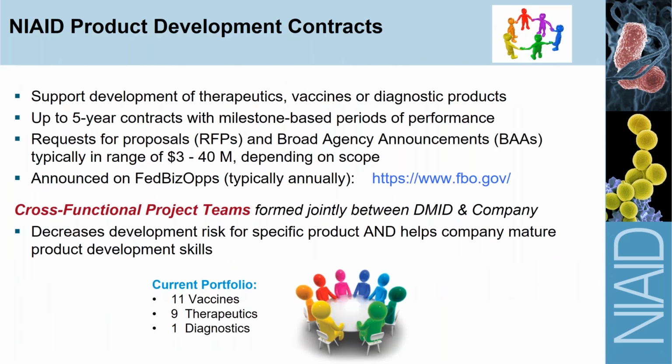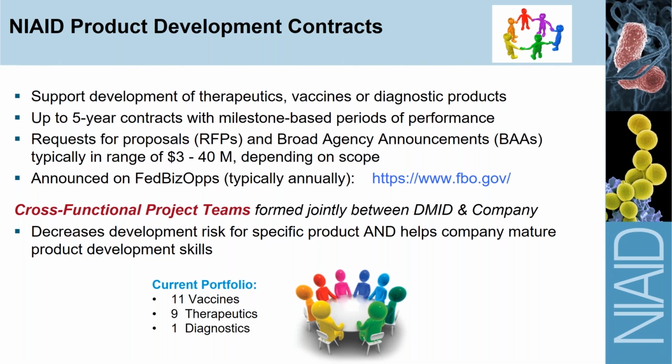So now moving on to the second type of funding mechanism, and that's our product development contracts. And so these are contracts that are focused on supporting the development of new products targeting infectious diseases, either therapeutics, vaccines, or diagnostic products. And these are contracts that are given directly to companies who are working in this space and are up to about 5 years typically, and they're milestone based where options can be exercised to add to the funding as the project progresses along during that time.